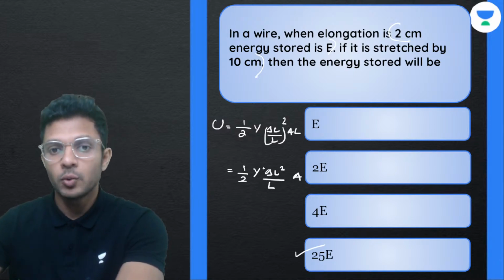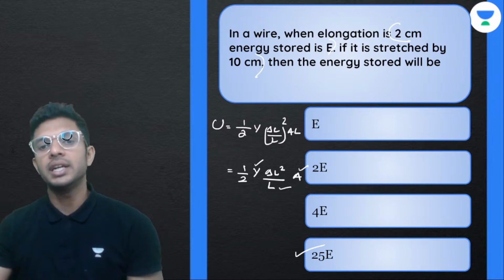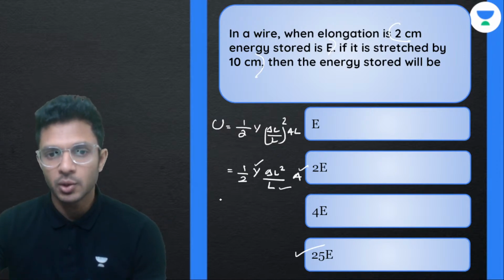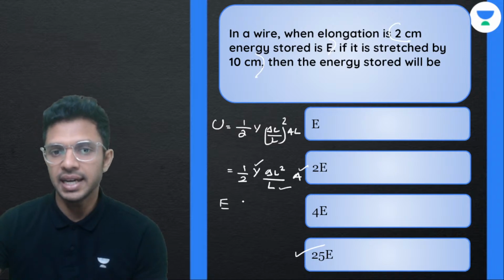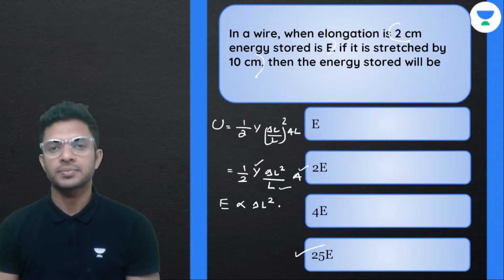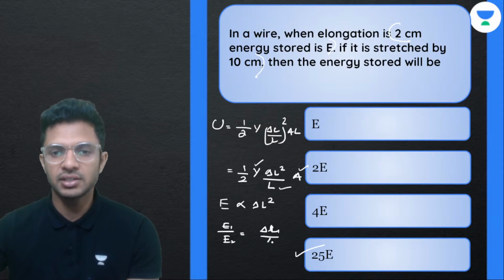Remaining things will get cancelled. देख ले. We are talking about the same wire, so Young's modulus same होता है, wires का area same होता है, initial length will be same, right? मतलब in the question the only difference that it makes is what? With the change in length. So we can write E, the energy stored is directly proportional to delta L square. So obviously energy in the first case to energy in the second case is delta L in the first case to delta L in the second case, the whole square.